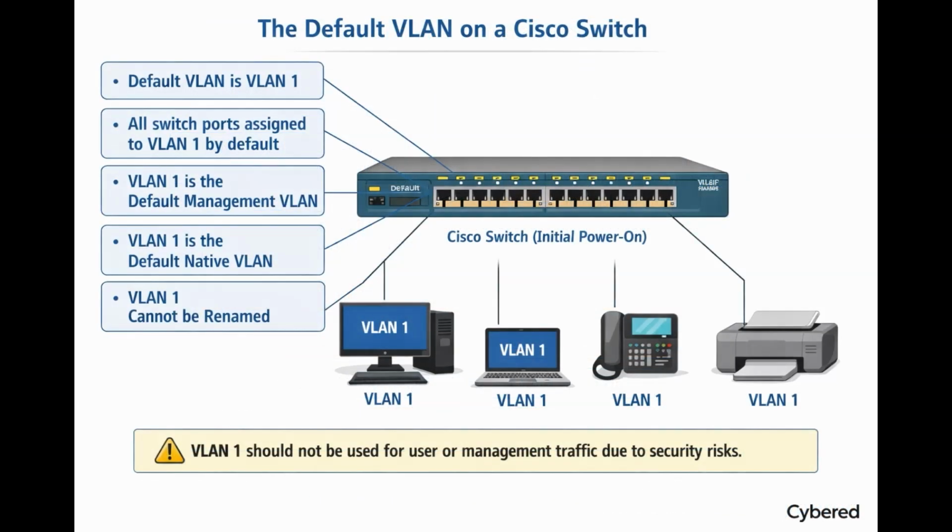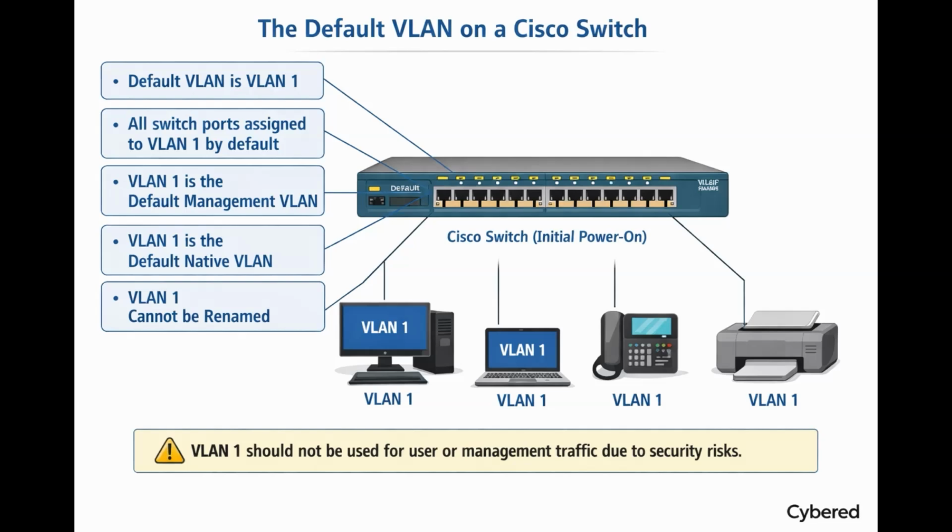There are 5 VLAN types used on Cisco switches, each serving a specific purpose in an enterprise network. A default VLAN. When a Cisco IOS switch is first powered on, it works without any configuration because all ports are assigned to the default VLAN.